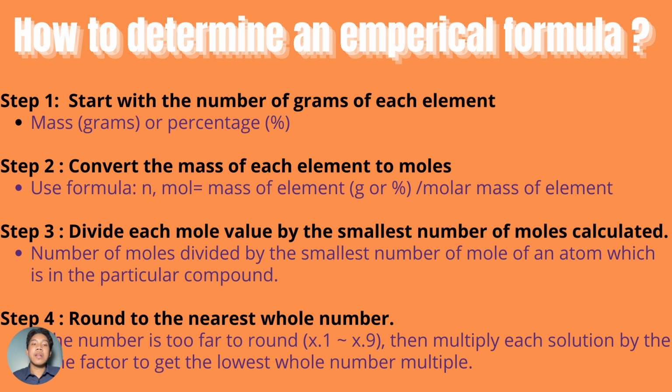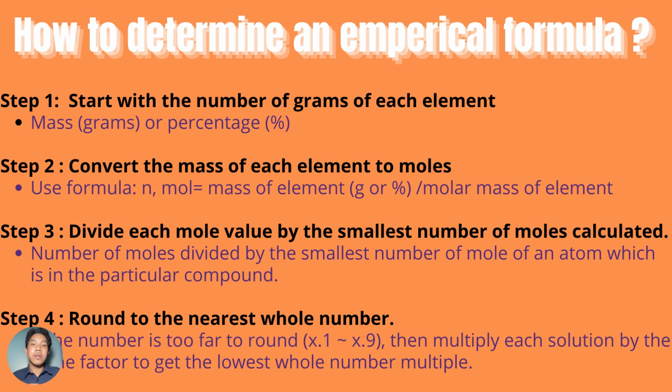Step 1. Start with the number of grams of each element. Okay, so in the question, usually they would provide you with the mass of the elements in that particular compound, right? But as you see, where I've put here, mass and in brackets grams or percentage, right? If the question gives you mass in grams, you would have no problem. That is your mass, right?